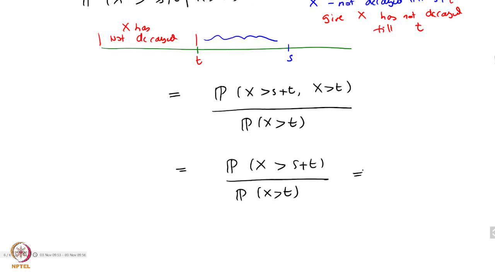And that's going to be equal to what now? The top is e to the minus lambda times s plus t, right? And the bottom is e to the minus lambda t. So let me go back and write this in red. So t is in red. Understand this.